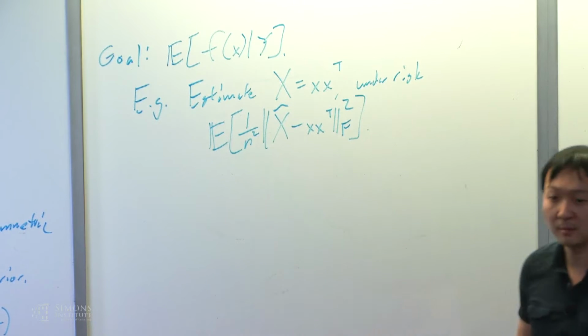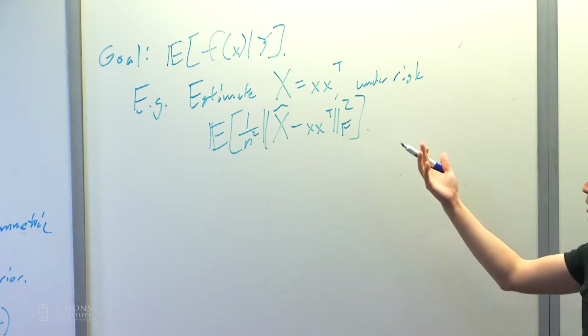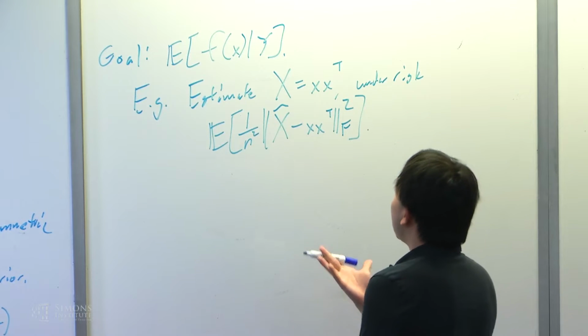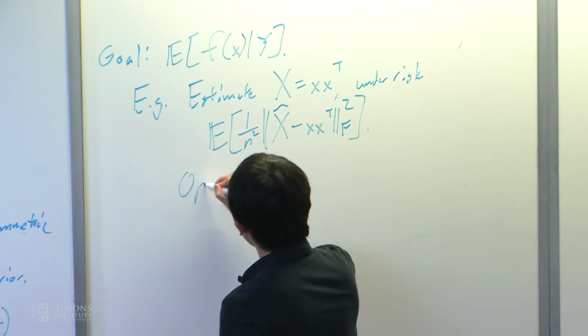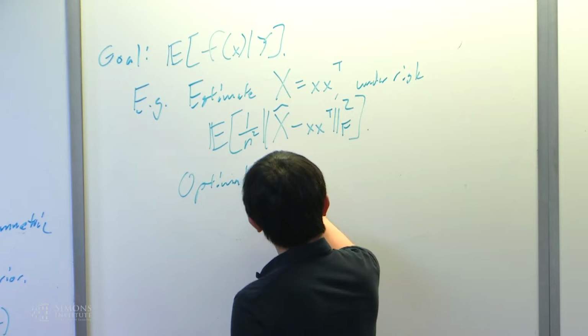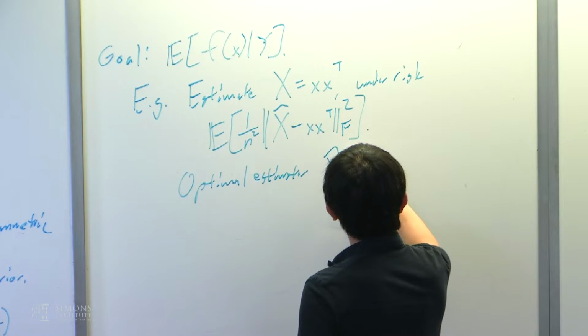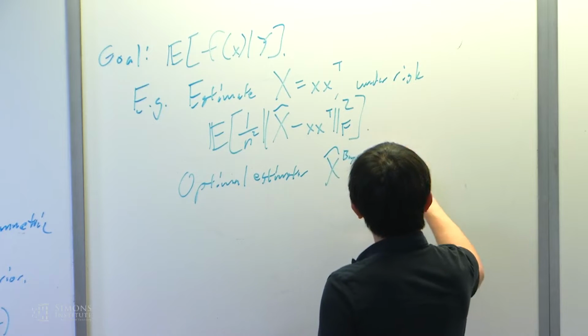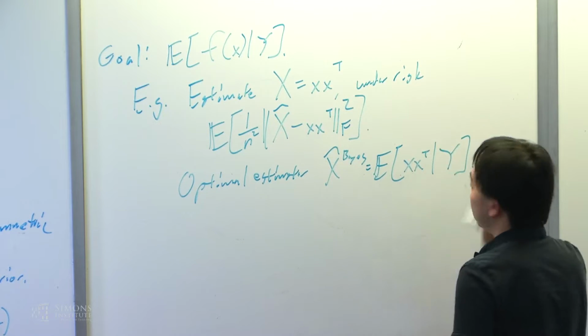Okay. So let me consider this as my inferential task. And so if this is what I want to do, then by standard classical Bayesian decision theory, I know what my optimal estimate should be. The optimal estimator should be given by the Bayes estimate. So x hat Bayes, I'll call this, is just the posterior mean, the expectation of XX transpose given y.